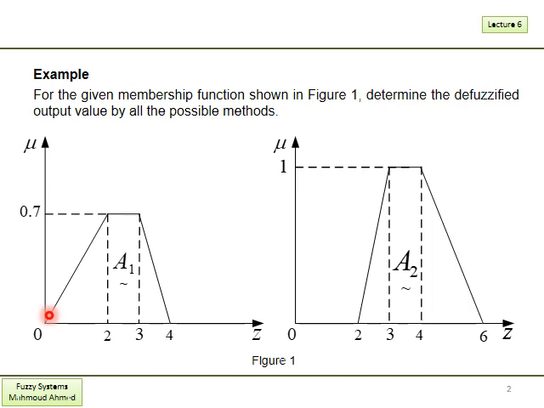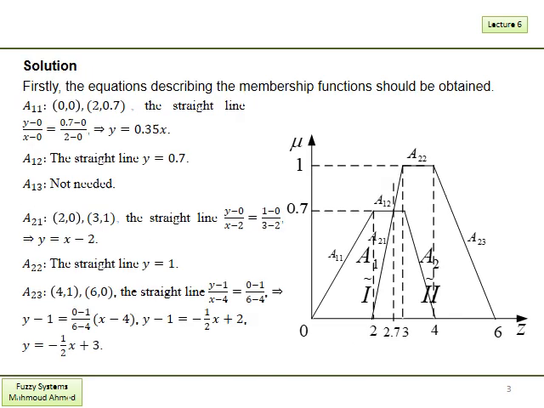We have here in this example 2 fuzzy membership functions which are shown as trapezoids, and it is required to determine the defuzzified output value by all the possible methods. So first we have to write down the equations describing these membership functions. We have here the 2 trapezoidal membership functions.